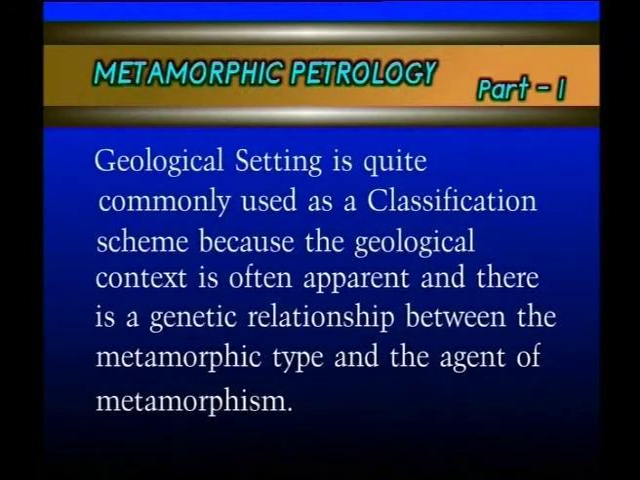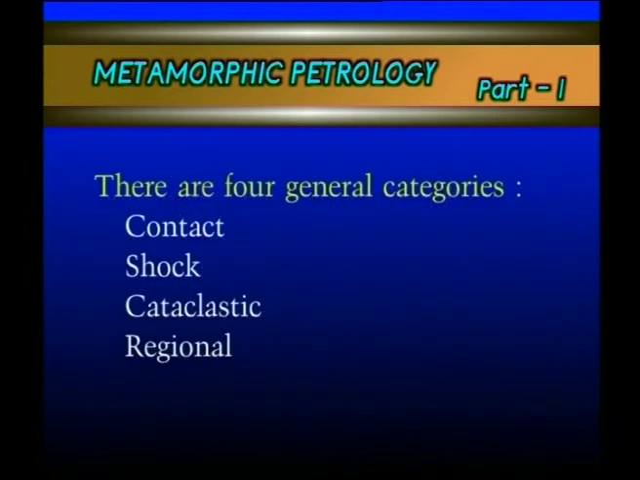Geological setting is quite commonly used as a classification scheme because the geological context is often quite apparent and there is a genetic relationship between the metamorphic type and the agent of metamorphism. These are four general categories: contact, shock, cataclastic, and regional metamorphism.